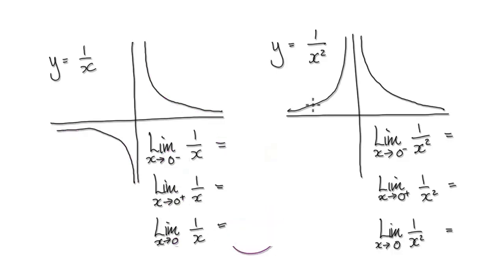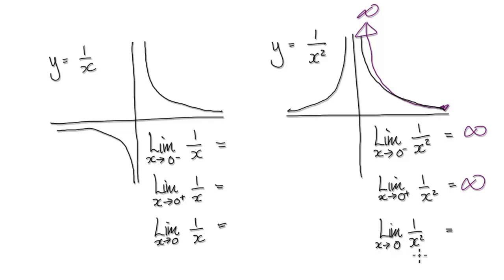Okay, so now consider 1 over x squared. From the left hand side only, so approach 0 from the left hand side only. So here the limit is infinity. Now approach 0 from the right hand side only. So from the right hand side only. So you can see that the limit is infinity.